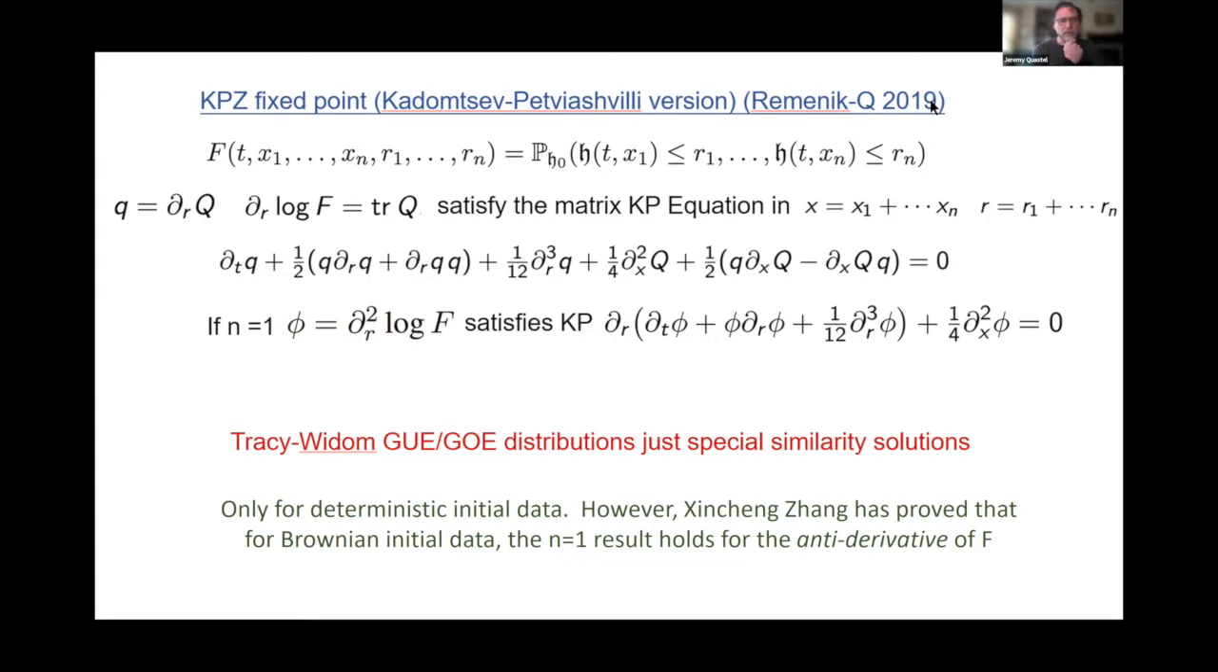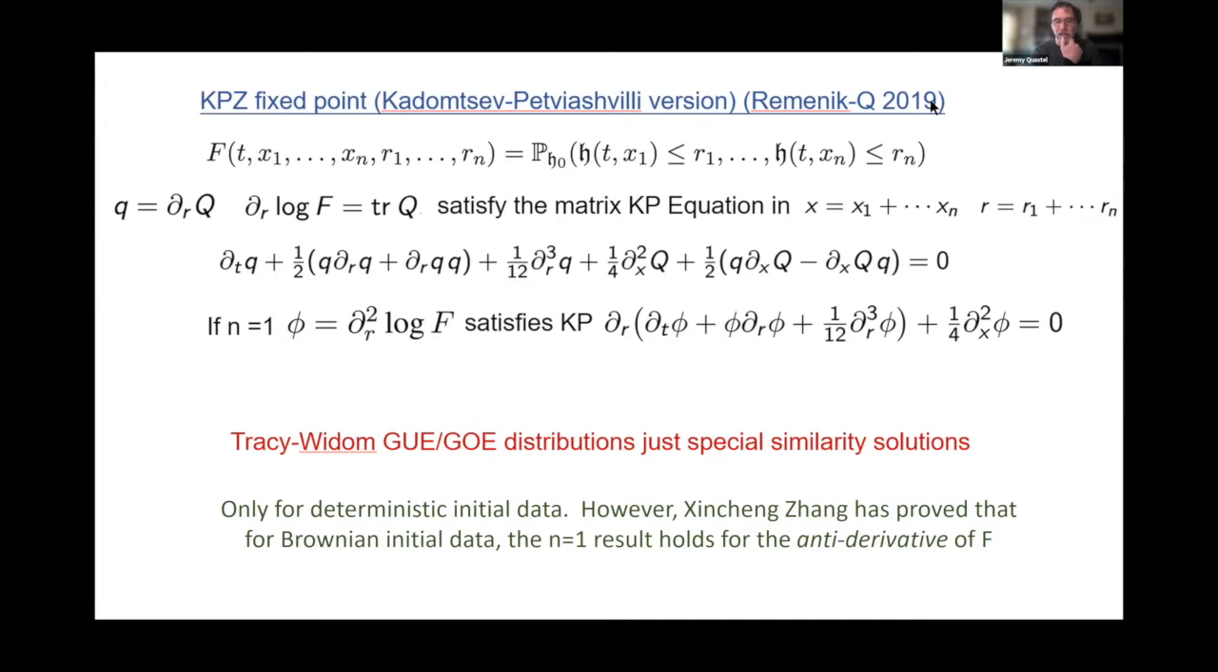So the n-dimensional distributions of the KPZ fixed point, the log derivatives of these things, are traces of matrices which are the solutions of the matrix KP equation, the matrix Kadomtsev-Petviashvili equation, which is written here. And looking at the thing for a second isn't going to help you so much, but maybe just look in one dimension. In one dimension, it just says that the second log derivative satisfies the classic Kadomtsev-Petviashvili equation, which is written here.